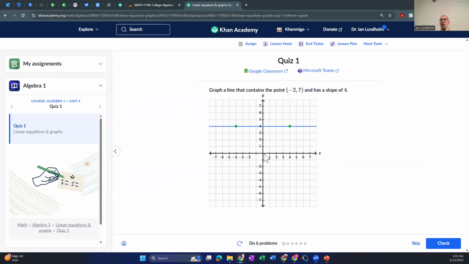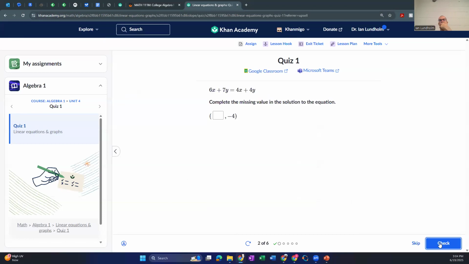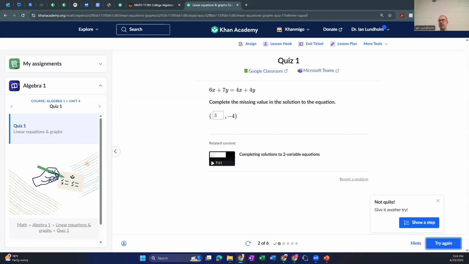So, gosh, if we needed to graph a line, -2, go up 7, and has a slope of 4, oh, I can't move that up. I need to go backwards. Boom, boom, boom. All right, let's check that out. Nice. So I got one of those problems right. Ooh, let's go ahead and fail some of these.